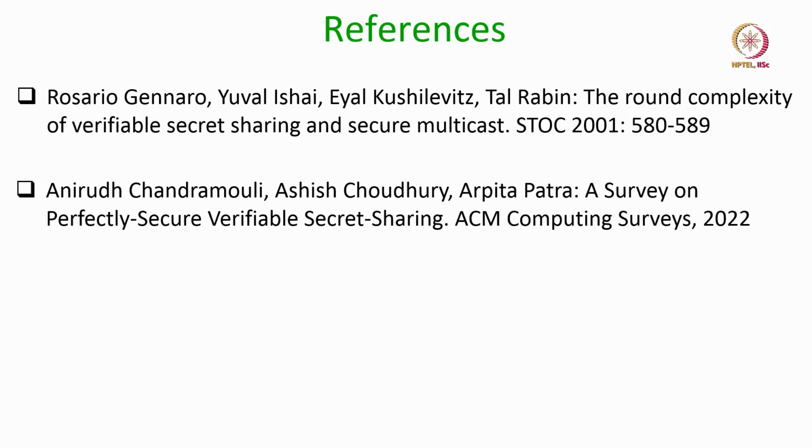Now, we have a perfectly secure VSS scheme with n greater than 3t, where we can achieve the correctness and the privacy property for an honest dealer, and also we can achieve the strong commitment property against a potentially corrupt dealer. So, these are the references used for today's lecture.